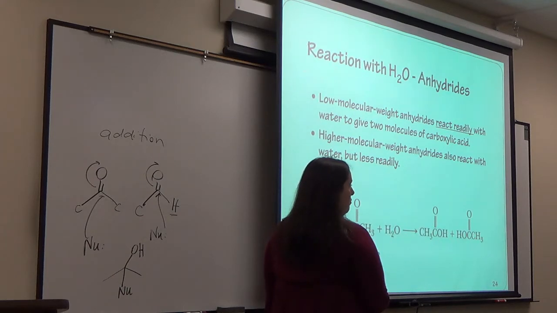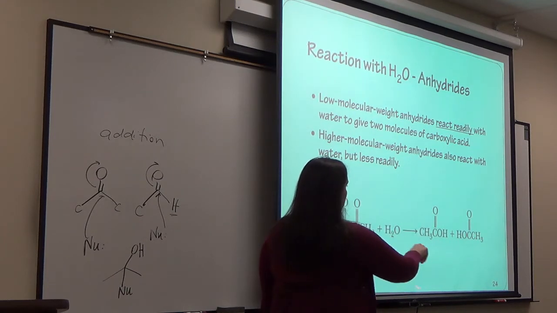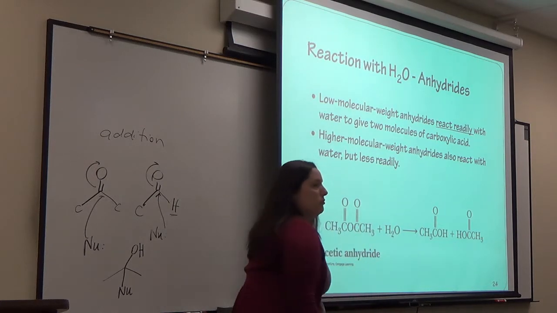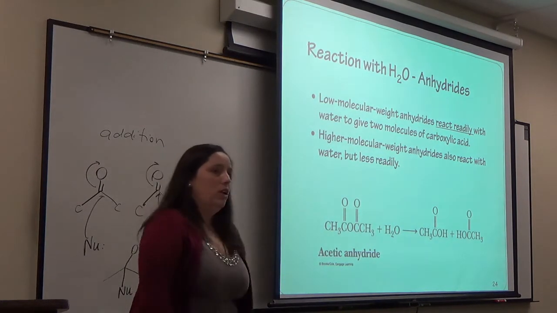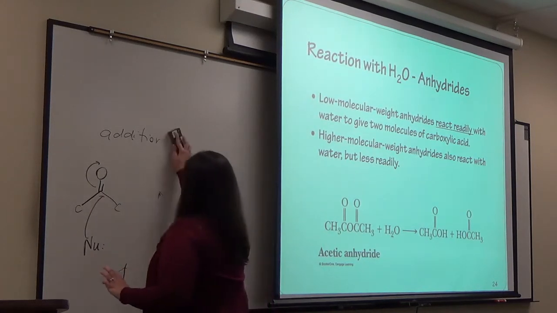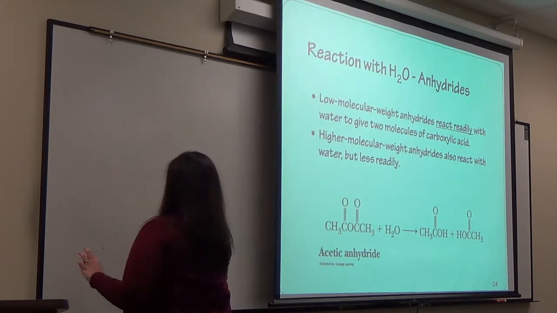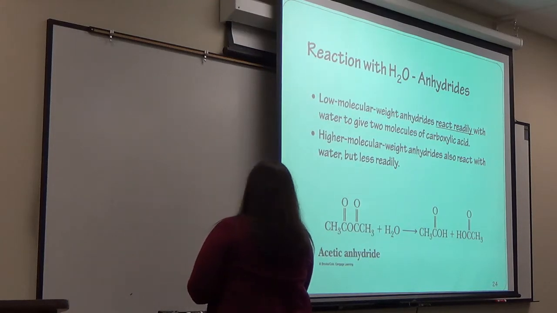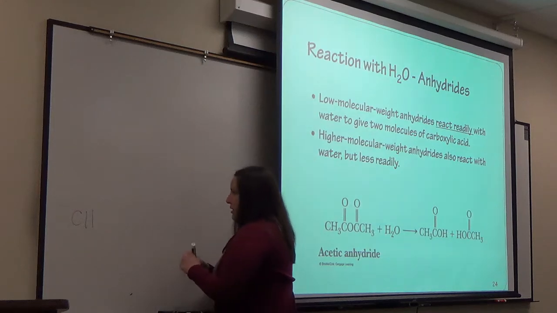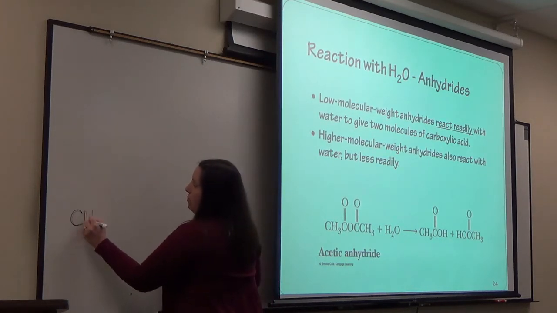That makes sense? So you get two of the same, but you got one from the attack and one from the leaving group. That makes sense? Can you see that these are two of the same? These are anhydrides, so they're identical to each other. So it doesn't matter which one I attack, you're going to get the same product.